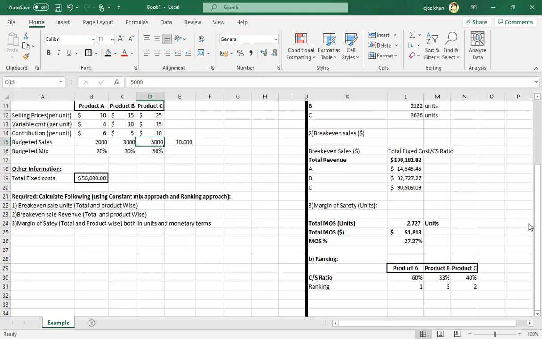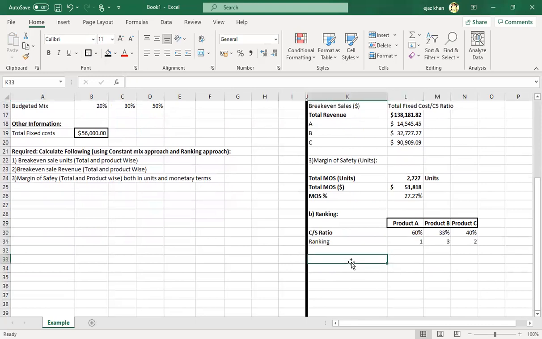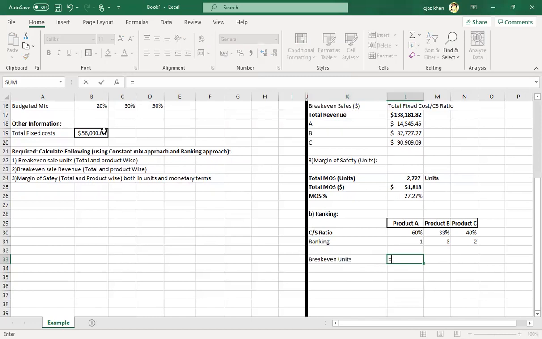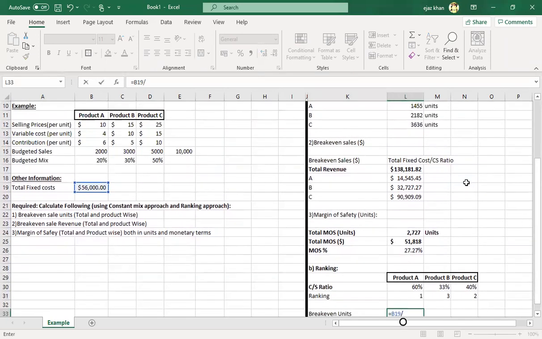So in that case, it will first try to cover its fixed cost from the very first product that it intends to sell. That is product A in this case. So if it has to find out break even, it first needs to sell product A. So if we need to find out break even units in this case, what we have to do is to pick up the fixed cost and divide it by the contribution per unit of product A rather than their weighted average figure. We won't be using the weighted average figures anymore.